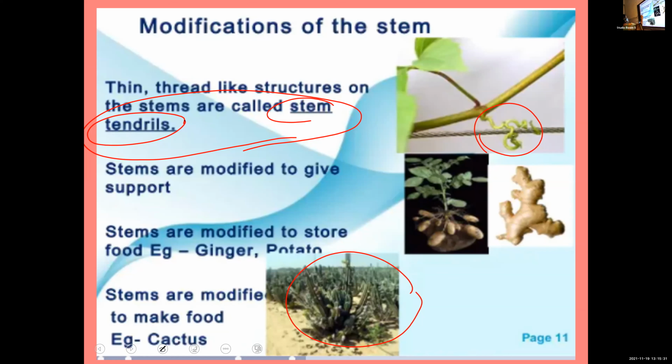And also stems are modified to give support, like garlic and ginger. You see garlic, ginger, onion, all these are actually stems.